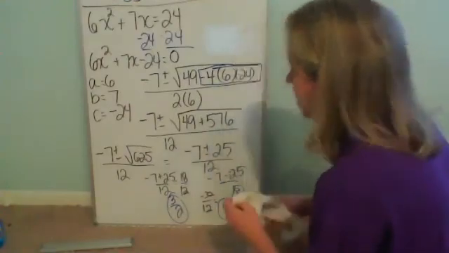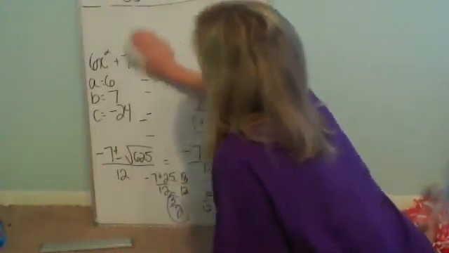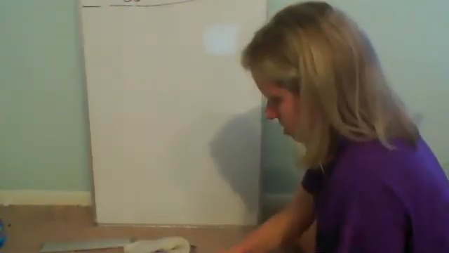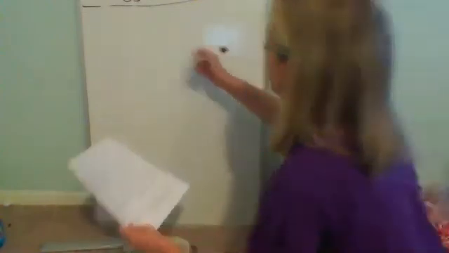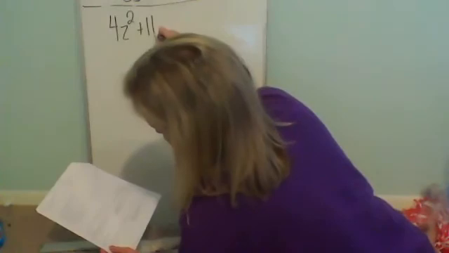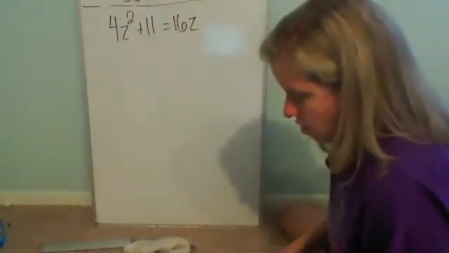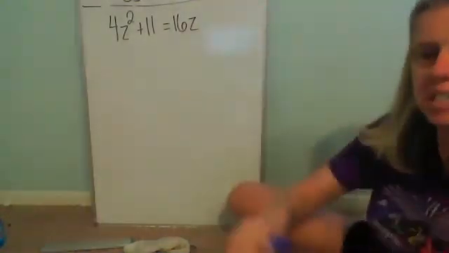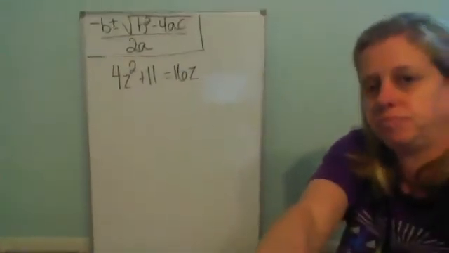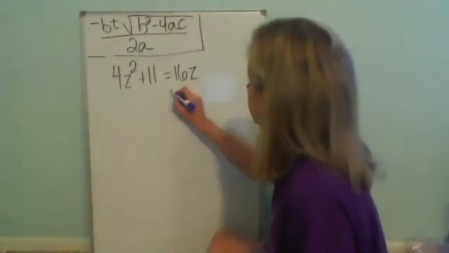All right, number 14. Four z squared plus 11 equals 16z. So again, solving by the quadratic equation. So I've got to set it equal to 0 first, which means I need to subtract 16z.